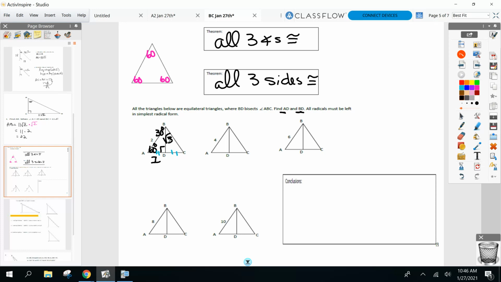On your own now. Please find AD and BD on the next two triangles. You already know it's a right triangle. We already know AD and DC are congruent. Pythagorean theorem will find BD. Simplest radical form, as usual. And then step back and say, hey, is there a pattern there?